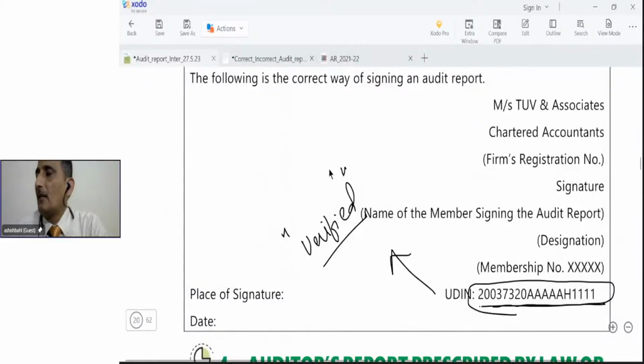So guys, the purpose was just to make you familiar that practically also all these reports are prepared in accordance with the requirements of SA 700. You can very well go to the website of the company yourself and see the auditor's report in the annual reports.